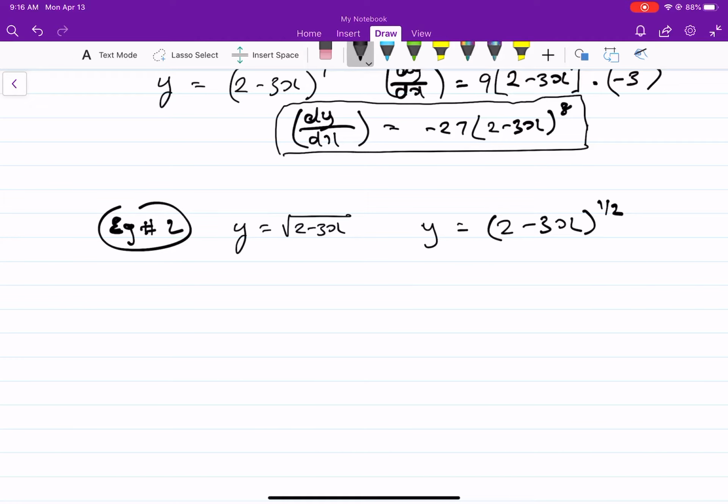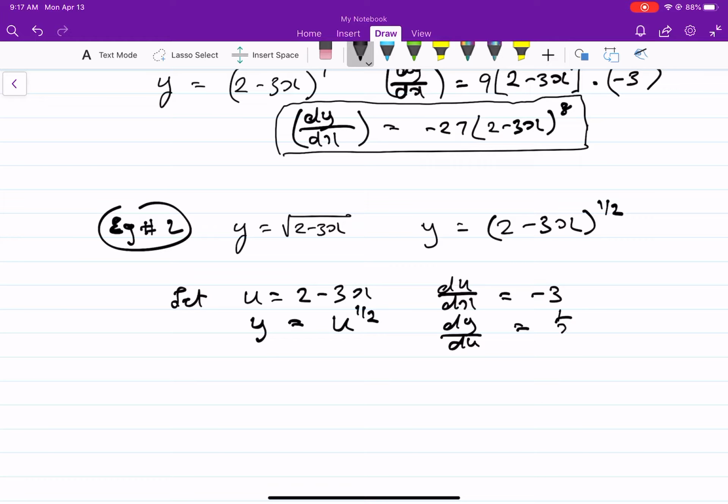We're going to do both forms of the chain rule again. We're going to call inside the brackets, we're going to call that u. So we're going to say let u be equal to 2 minus 3x. If we substitute it into that function, we'll get y is equal to u to the power of a half. If we differentiate each one individually, first one gives me du dx is equal to minus 3. The second one gives me dy du is equal to a half times u to the power minus a half.